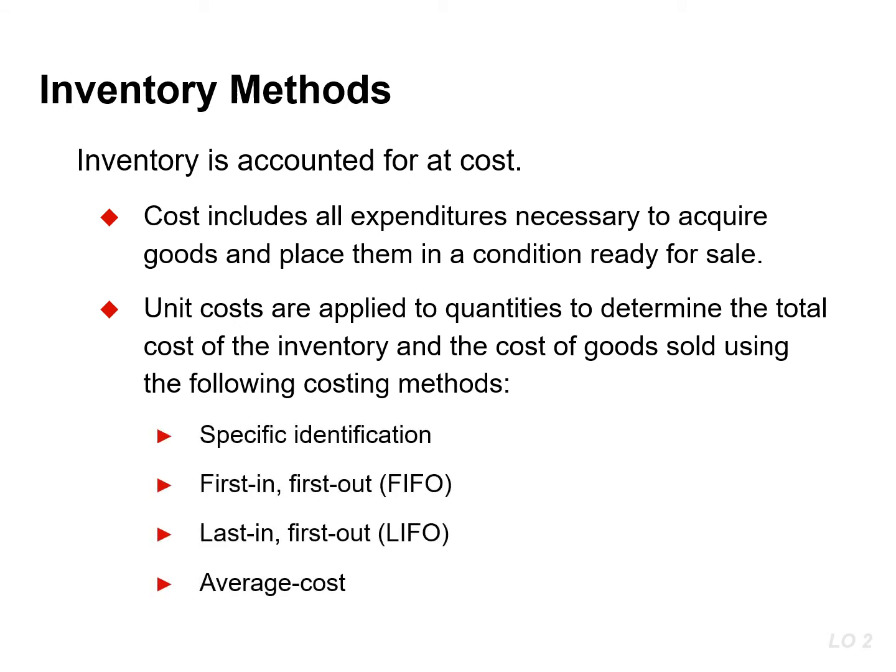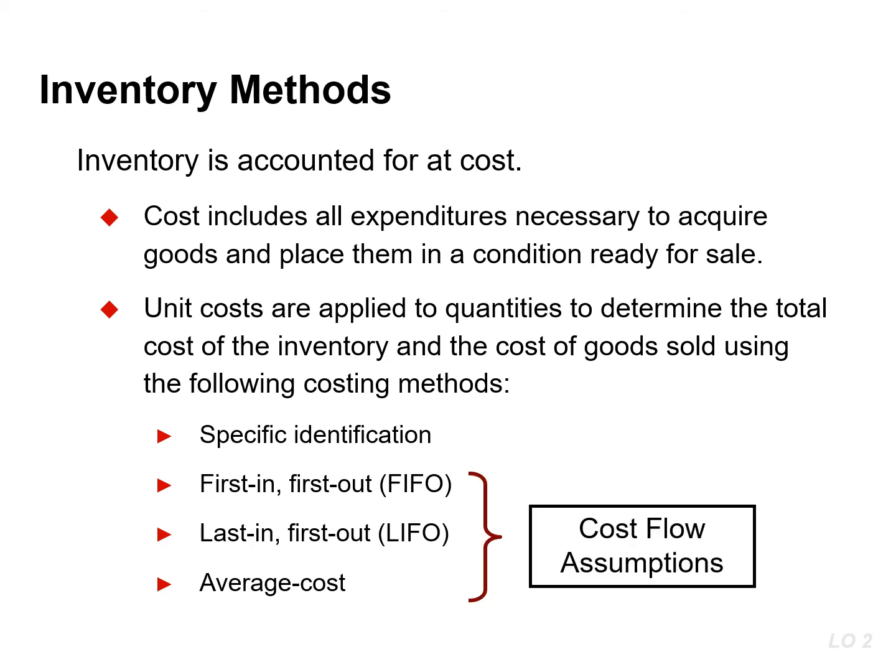Determining ending inventory can be complicated if the units of inventory have been purchased at different times and at different prices. To determine inventory, a company must select an inventory costing method. Some of these methods entail certain cost flow assumptions. These assumptions are used to assign cost to inventory units.